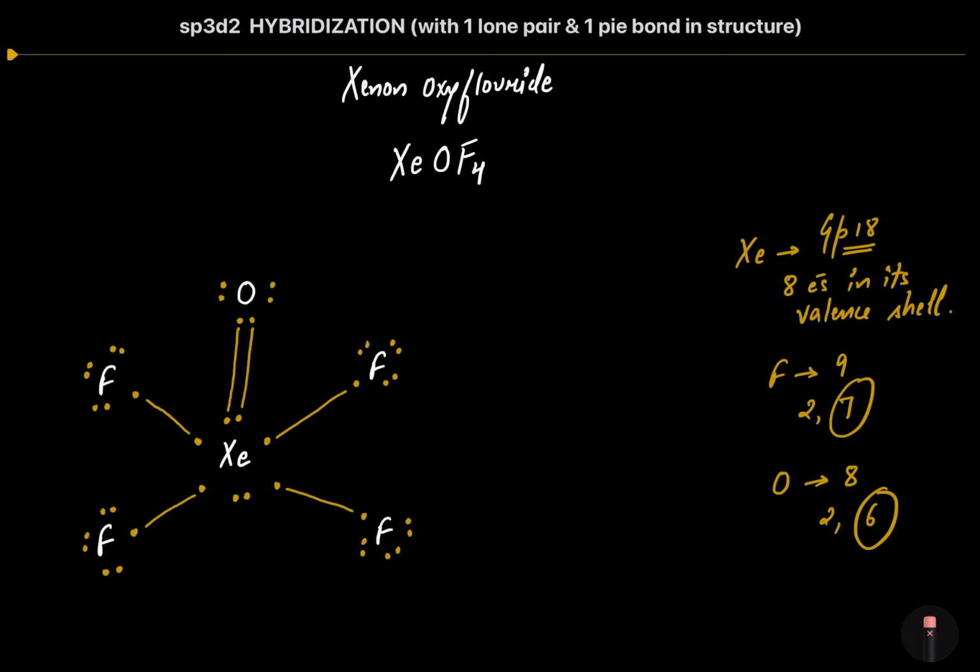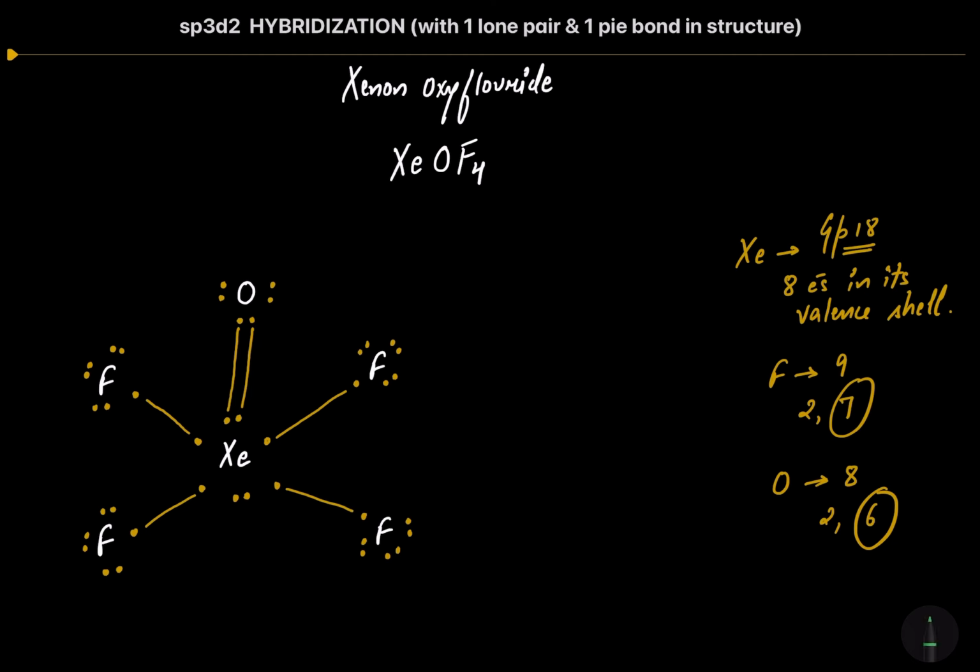Now let's come to the third fluorine. That's the first electron, second, third, fourth, fifth, sixth, seventh, and the eighth. So the third fluorine has also attained octet, that is 8 electrons, after the formation of 1 bond with xenon. Now let's come to the fourth fluorine. That's the first electron, second, third, fourth, fifth, sixth, seventh, and the eighth. So the fourth fluorine has also attained octet after the formation of 1 bond with xenon.